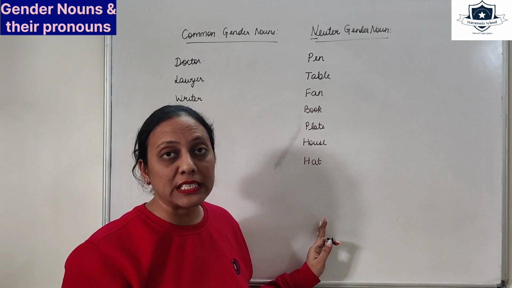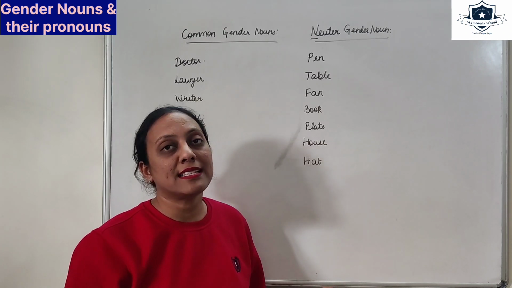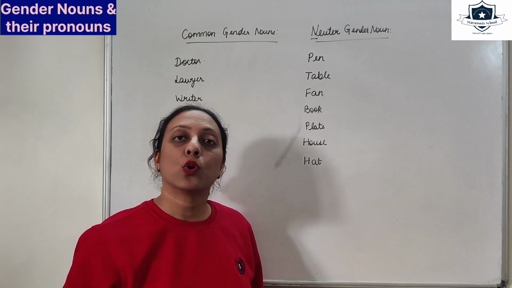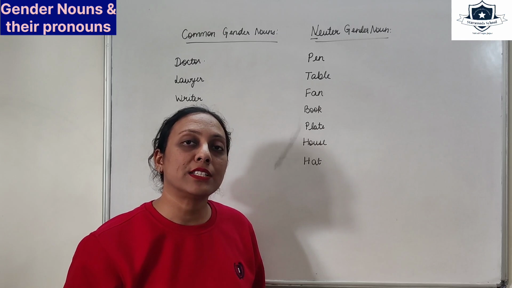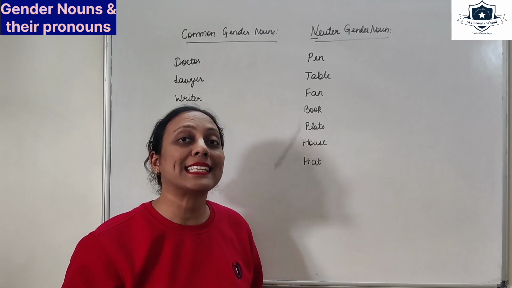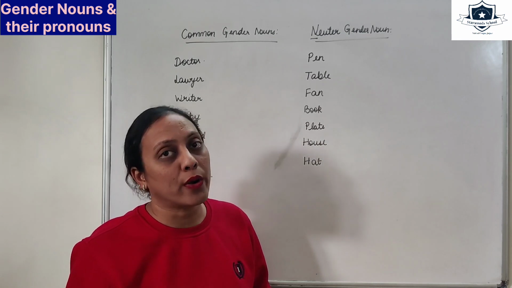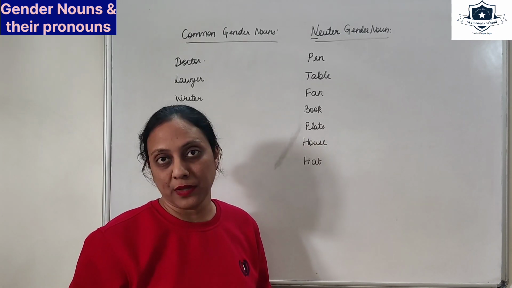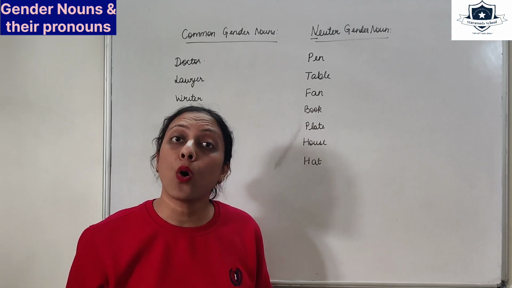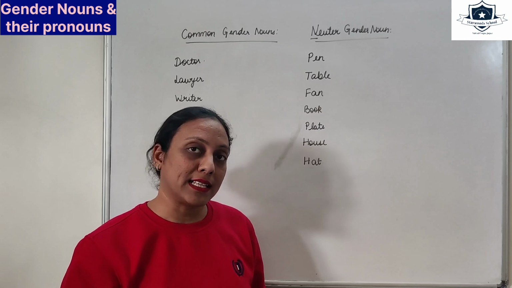Neither common gender, neither masculine, neither feminine. These are non-living things. So only it will be the pronoun. The pronoun that is used in this conversation is it. I got a hat. It was torn. I brought a plate from the kitchen, but it broke. I bought a house last month.